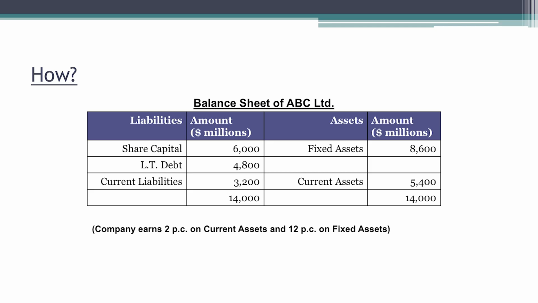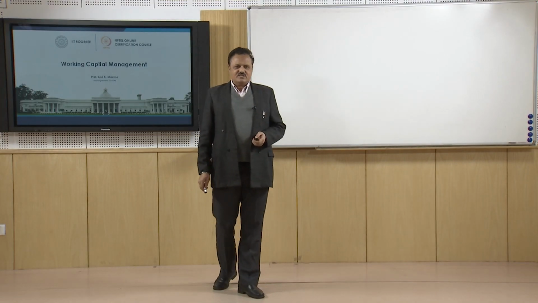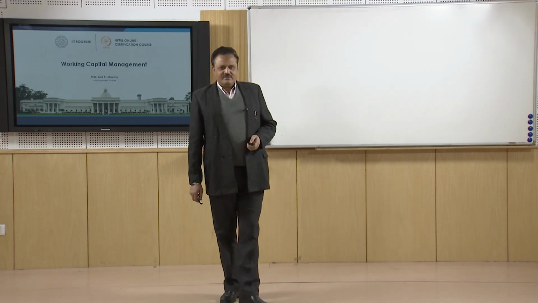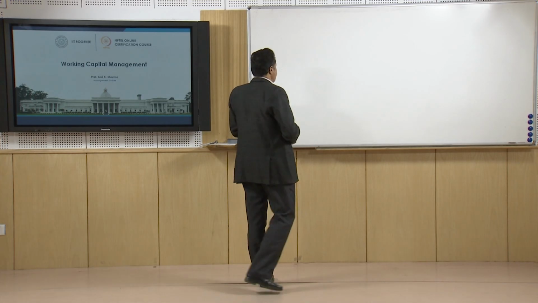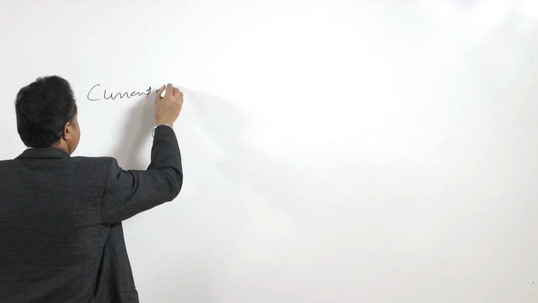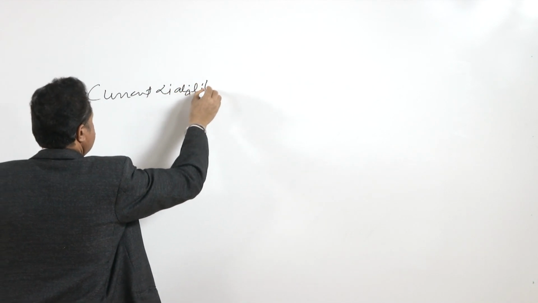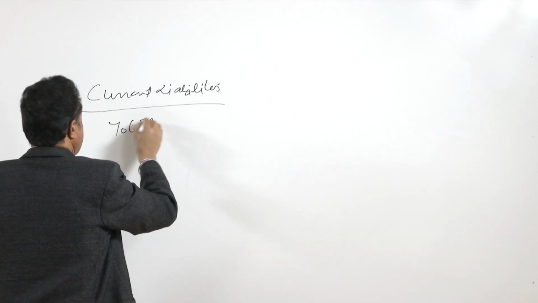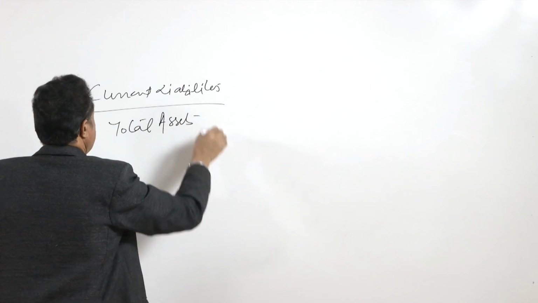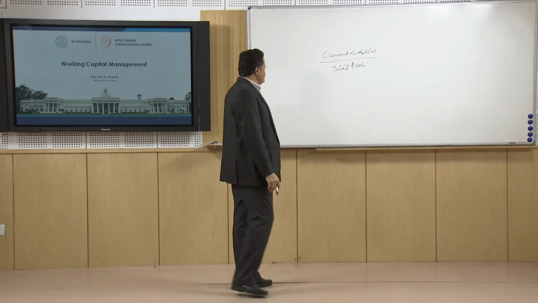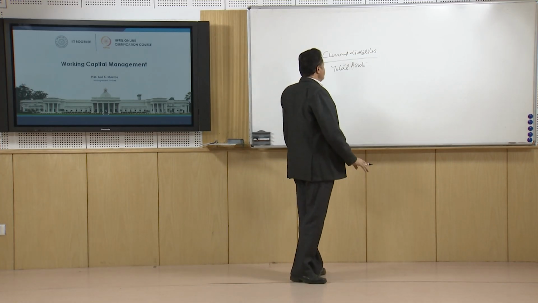So how to understand this situation? Again you have to work out a ratio. As we worked out a ratio earlier, which was the current assets to total assets, now to understand the change in the current liabilities we will start with the ratio of current liabilities divided by the total assets, not liabilities, total assets. Then we see how this ratio works out.